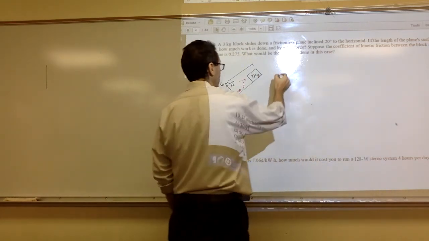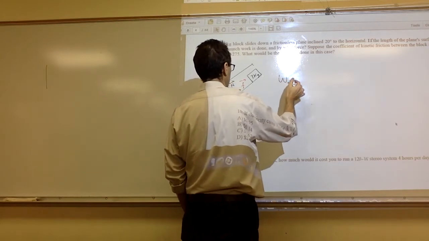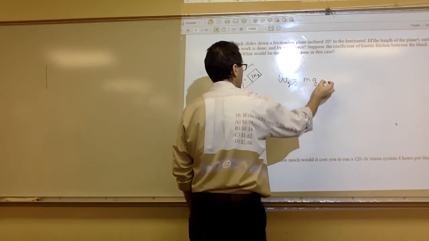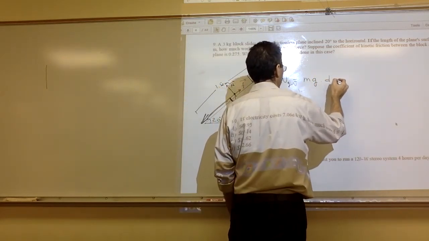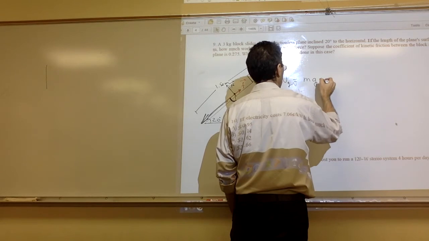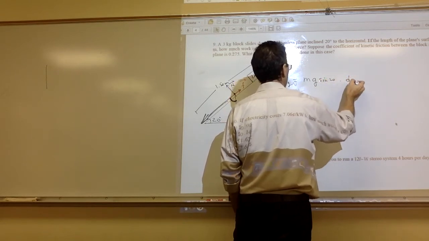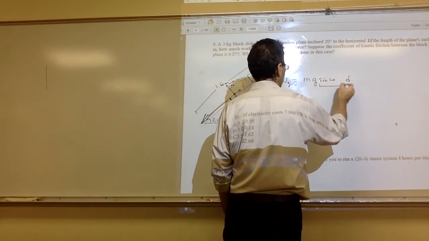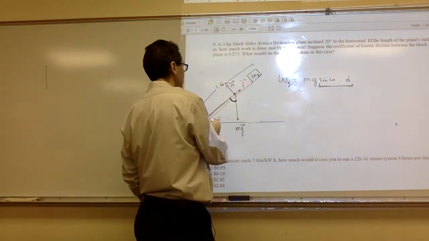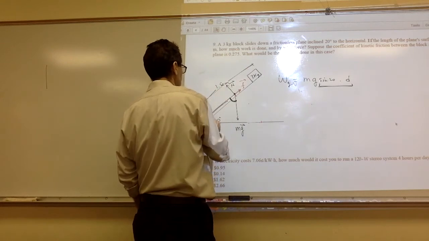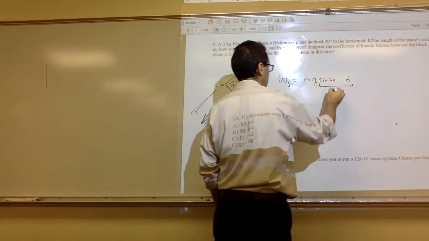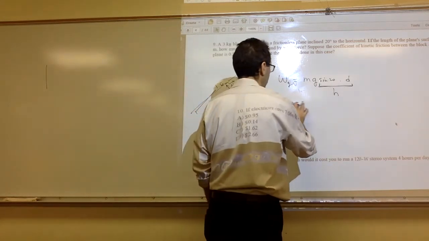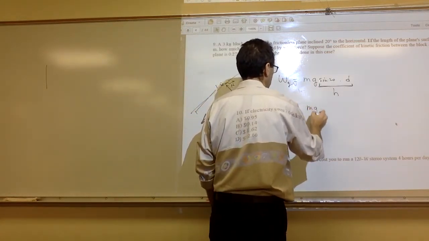Now here we could have done the work done by gravity. I think when we came up with the equation, it was mg times d, mg sine of 20 times d. Now if you look at it closely, this is d sine theta, or d sine 20. This distance here times sine of 20 is basically just the height. So going forward, the work done by gravity will just be mgh.